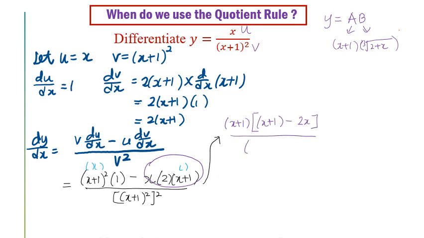And of course, 2 times 2 gives you 4. So the new denominator is (x plus 1) to the power of 4. Okay, simplify the numerator. Negative (x plus 1).